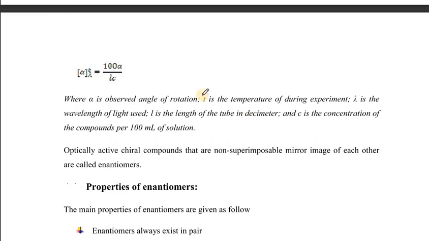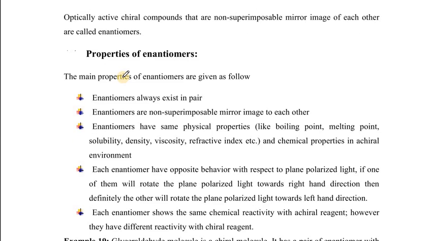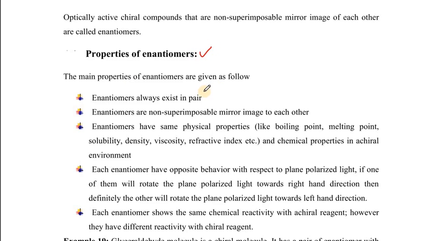And this we have also done: the specific rotation we can calculate by this formula, where each term has its own meaning. And now enantiomers always exist in pairs, that is, one rotates the light in the right direction, the other will rotate it in the left direction, and these are non-superimposable mirror images of each other. This also we have done.